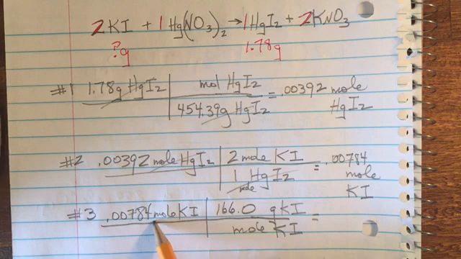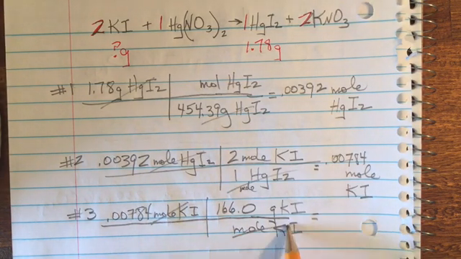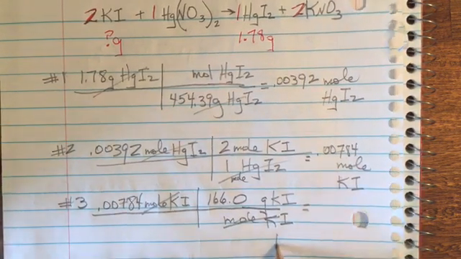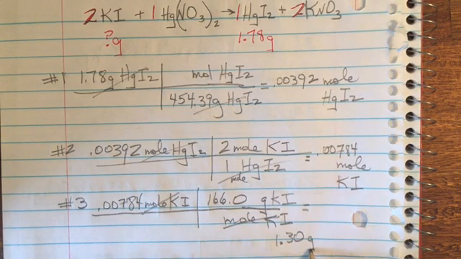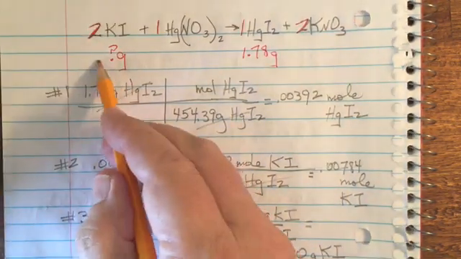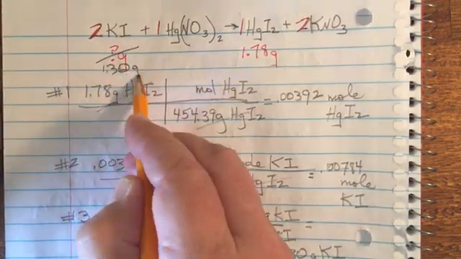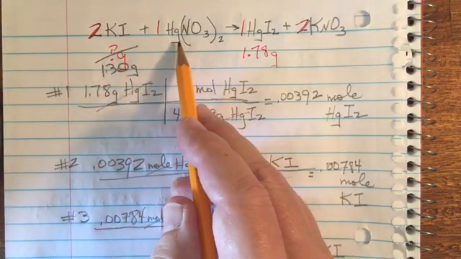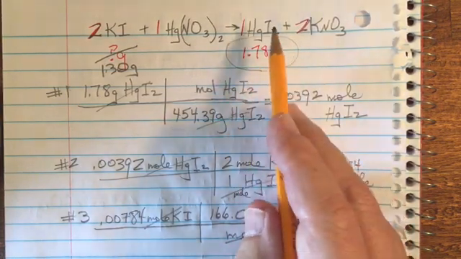When I multiply those two numbers together, the numerator of the moles KI and the denominator moles KI cancel, and I get a final answer of 1.30 to 3 significant figures grams of potassium iodide. I can go up to my reaction here and say I need 1.30 grams of potassium iodide with a certain amount of mercury nitrate to produce 1.78 grams of mercury iodide.